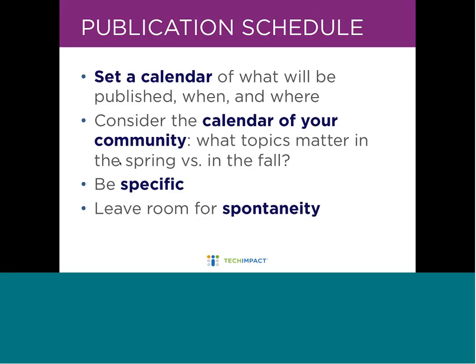And we need to do it for the full calendar year, and we need to be as specific as we can, but still leave room for spontaneity. If we think about our example calendar for June, we knew we wanted to write something about that big event in June, that big industry workshop or whatever it might have been. So we know exactly what it's going to be about. We just don't know the specific angle or target.